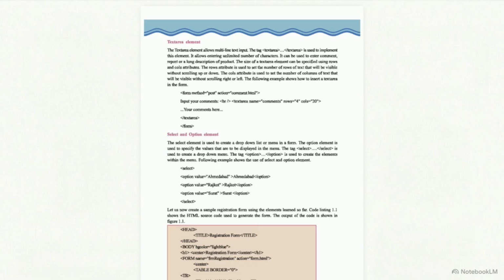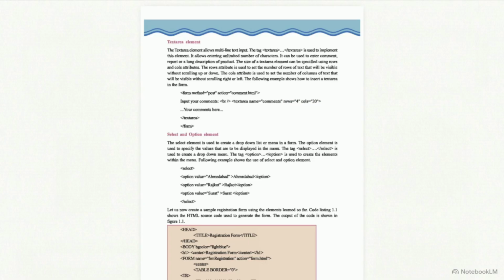A standard text input is functional for a single word, but it becomes difficult to read if a user needs to write a long paragraph. Looking at this code snippet, the solution is the textarea tag. Instead of a single line, you can define the exact height and width of the input box by setting the rows and cols attributes. Here, the box will display 4 rows of text and be 20 characters wide without scrolling.